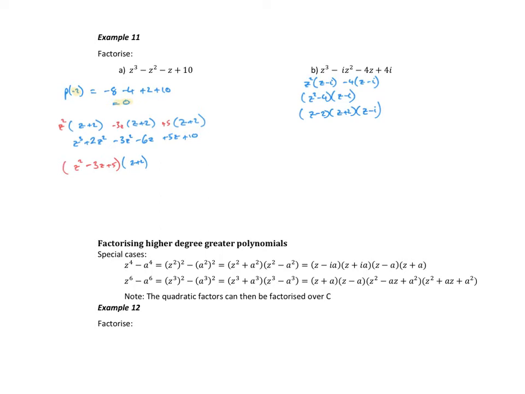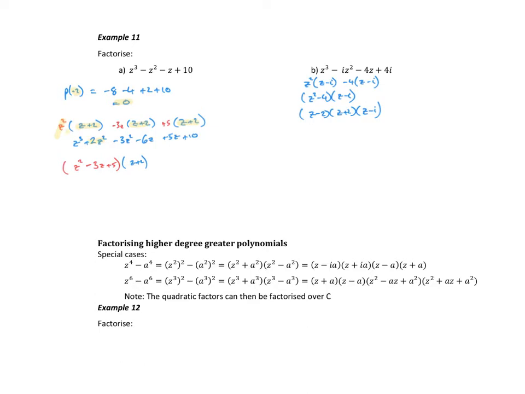As opposed to doing a division, I've decided to use a repeated factor method. We could use synthetic. So I've used my repeated factor method. What do I multiply the z by to get a z cubed? Well, that would be z squared.